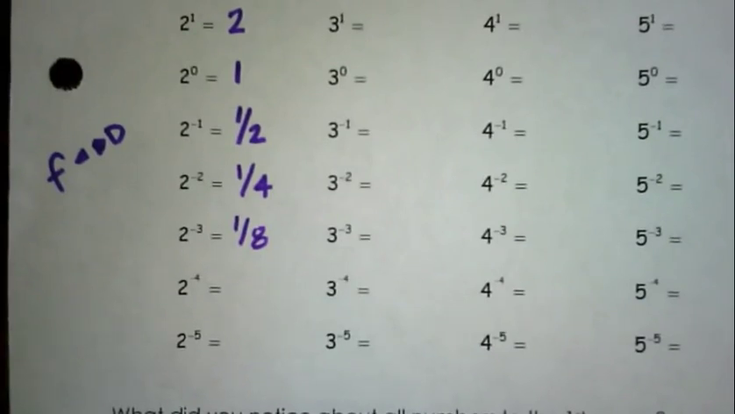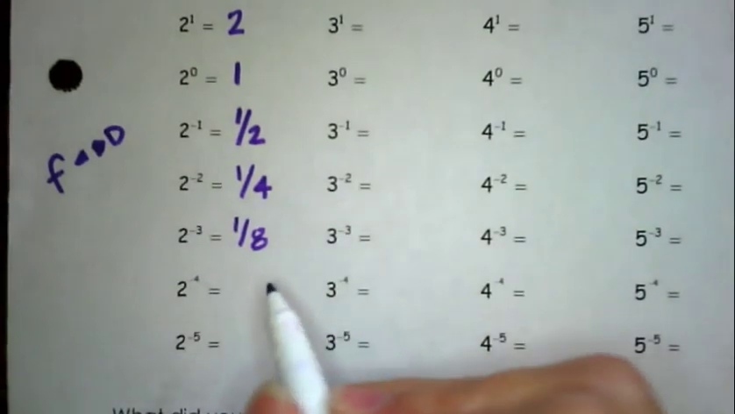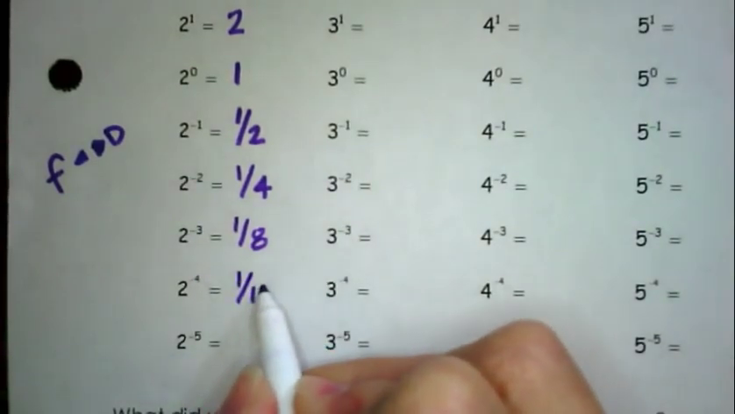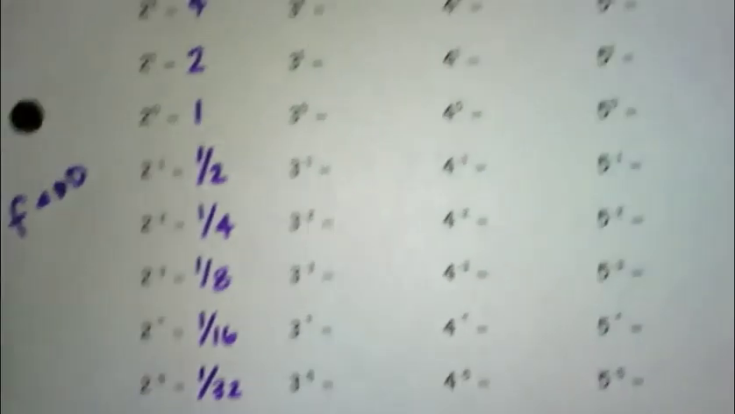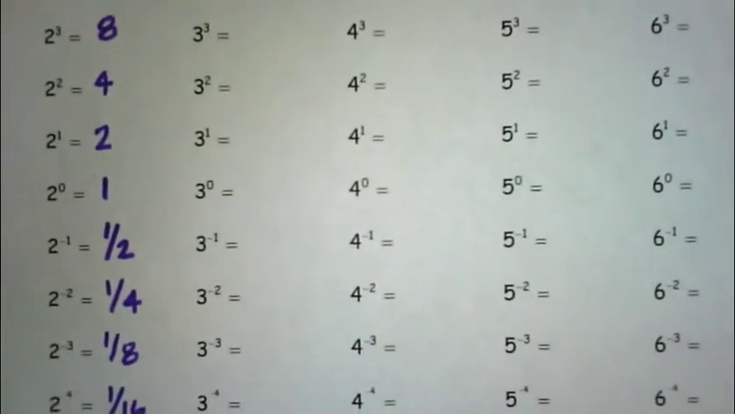All right, so then you're going to clear that and do the same thing for 2 to the fourth. And you should get 1/16. And then you're going to do that again for 2 to the fifth. And you should get 1/32. All right, so at this point, I want you to pause the video and finish working through this sheet.